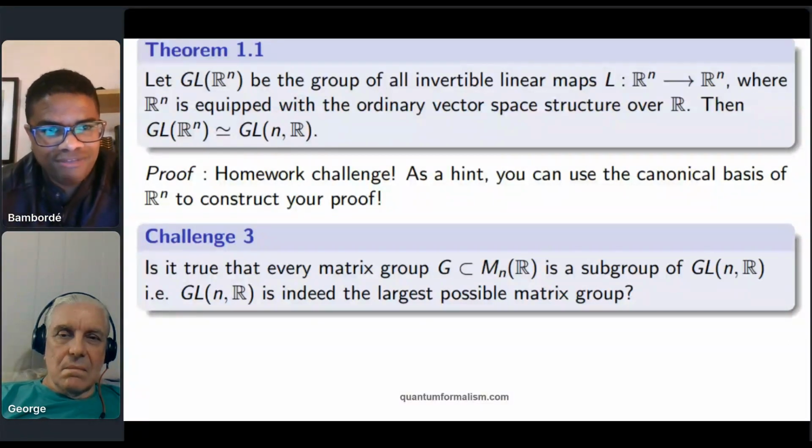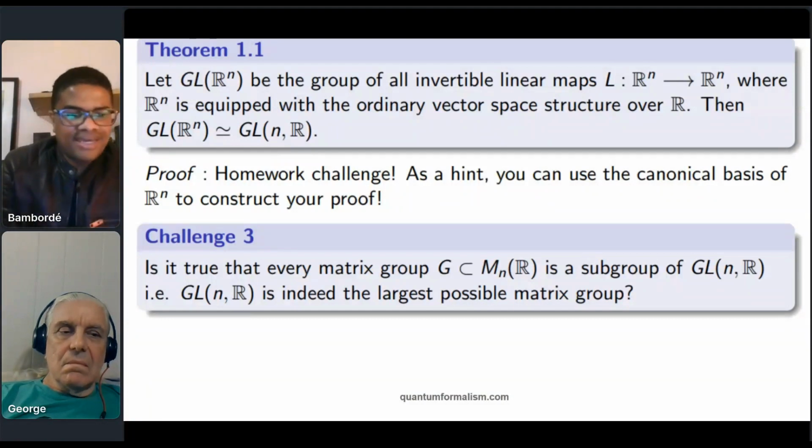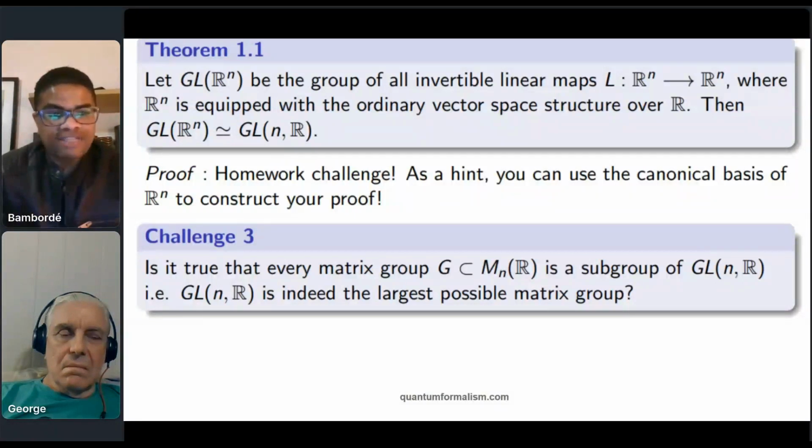And another thing I forgot to add: if you do it using the canonical basis, try to use another basis and do the same construction and see what happens. So use the canonical basis to prove the isomorphism, but also try to construct it using another basis, because Rn doesn't just have the canonical basis; it has other bases.